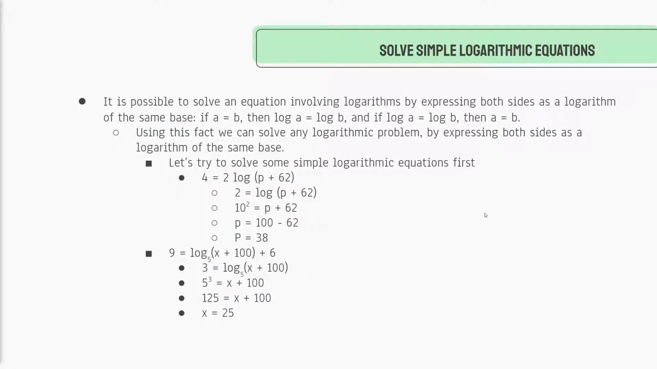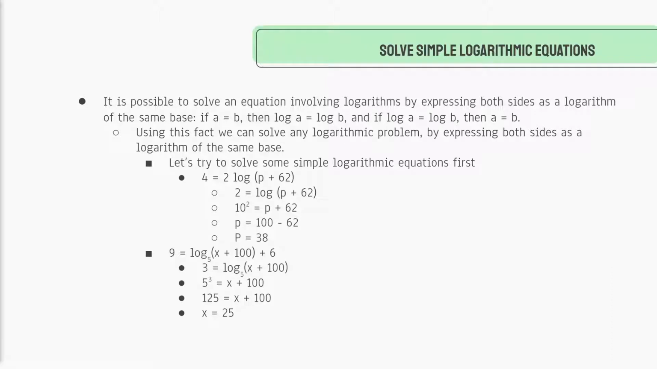So first, let's talk about simple logarithmic equations. The most important thing we have to take away from every piece of work we've done thus far is that you can always express both sides of an equation using a logarithm of the same base. So you know when we were saying that you could take the log of both sides and that wouldn't change your outcome? That's what we're talking about here. If a equals b in some context, then we know that log of a has to equal log of b, and vice versa.